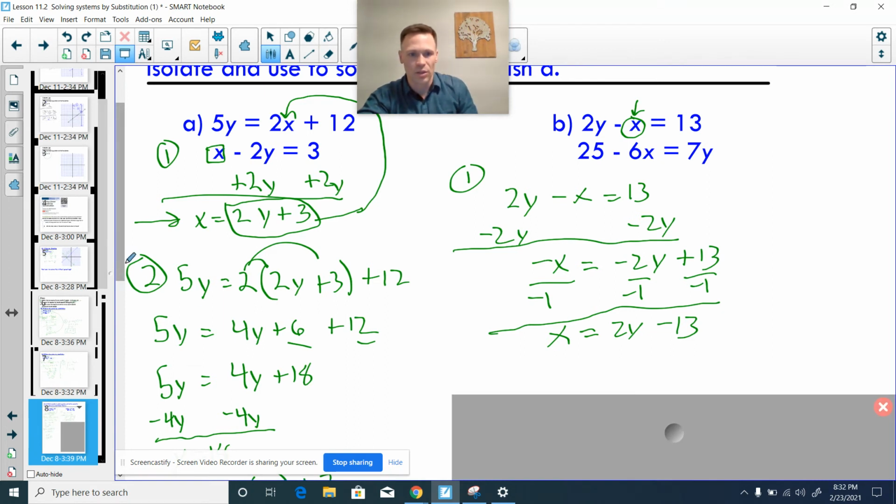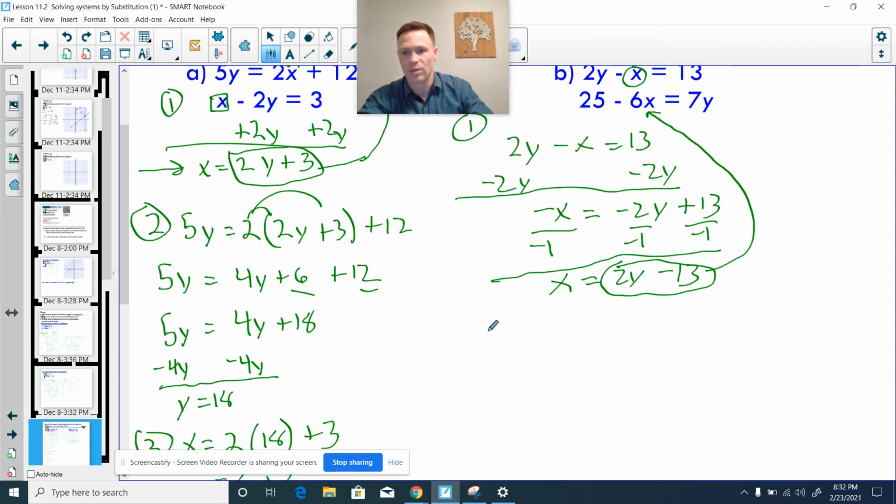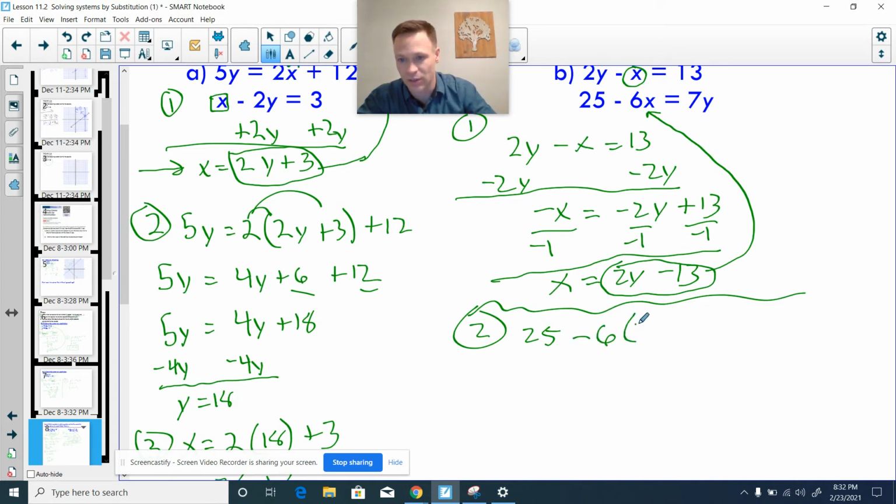Okay. So now that I know what x is equal to, I can take that x value and substitute it into x in the other equation right there. So that's what we're going to do. I will end up with step 2, 25 minus 6 times, now instead of x, it is 2y minus 13 equals 7y. All right, this is a negative 6.